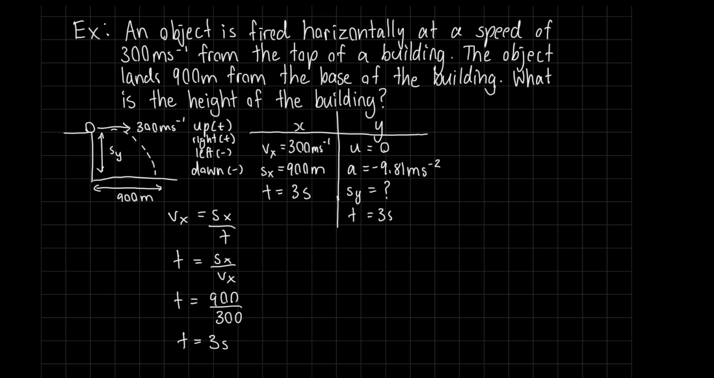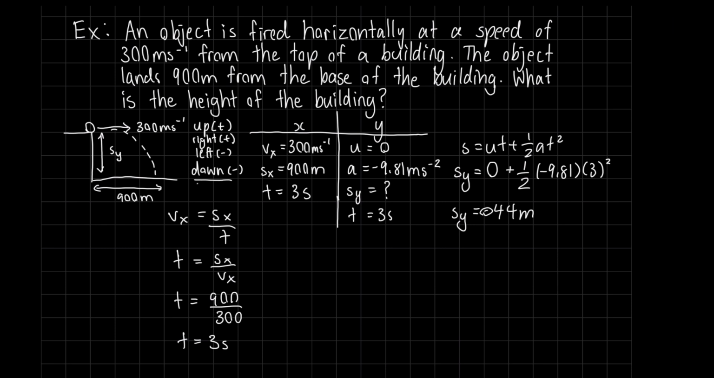All right, so now we can go look at our vertical component here, and we can look at our kinematics equations that we can use to solve for the displacement. So I'm going to assume that S equals ut plus 1/2 at squared works the best here because it has all my values. So Sy, because we multiply by 0, this is just 0. And this gives us negative 44 meters. And you might be confused why this is negative. Well, it's negative because I stated that downwards is the negative direction. So this is stating that the object moved 44 meters downwards.